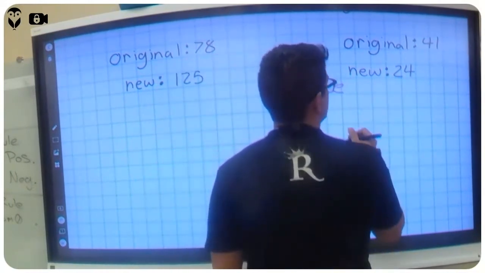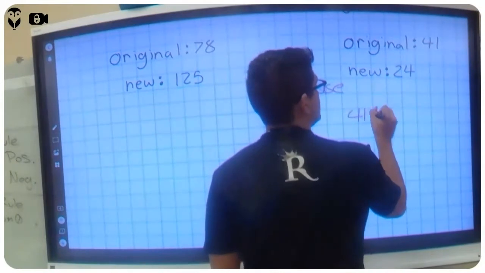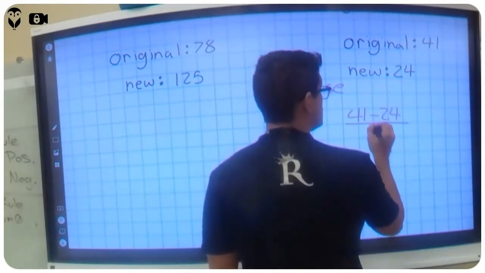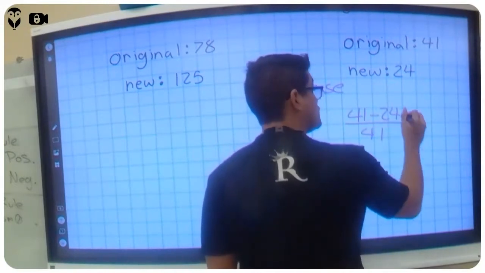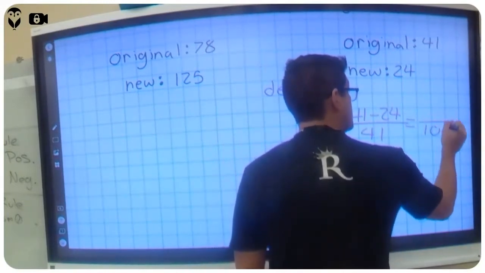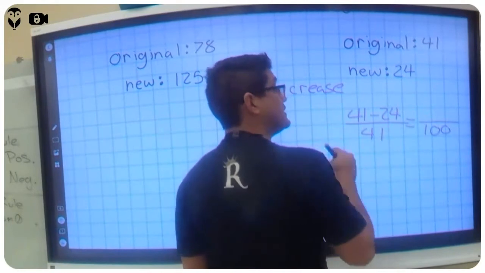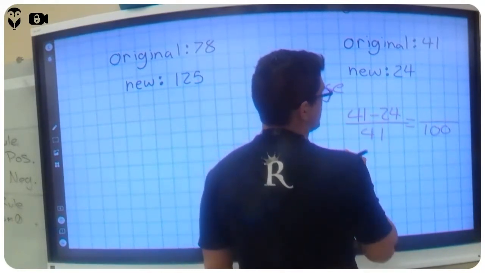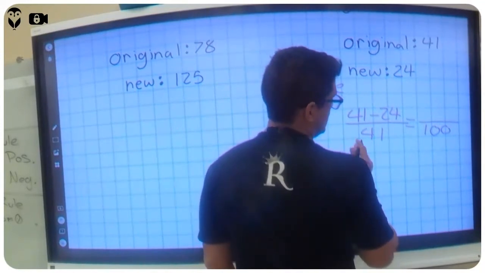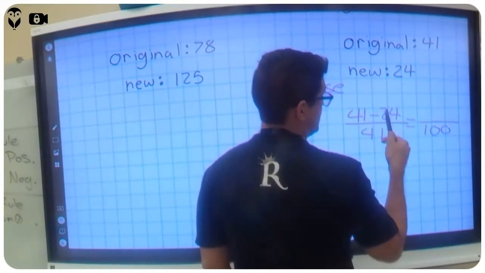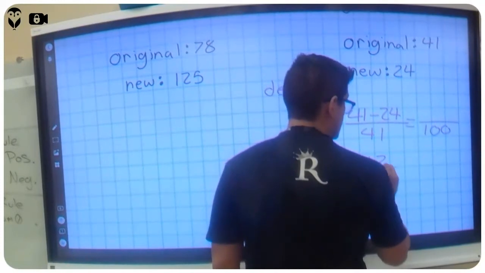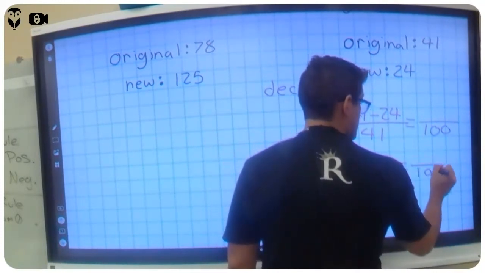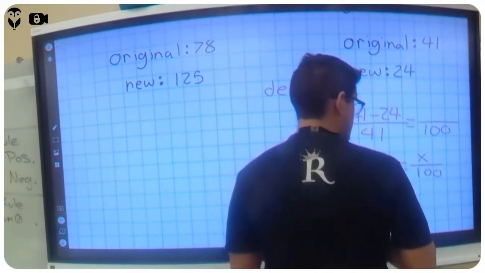Okay, so now I'm going to do 41 minus 24, and that's going to be under the original, which is 41. Because I want to know what the original changed. 100% is 41. That's the original. I want to know how much it changed. So after you do 41 minus 24, that can be 20, 3 less than 20, so 17. So 17, 41, and that's 100, and this is our mystery percent.